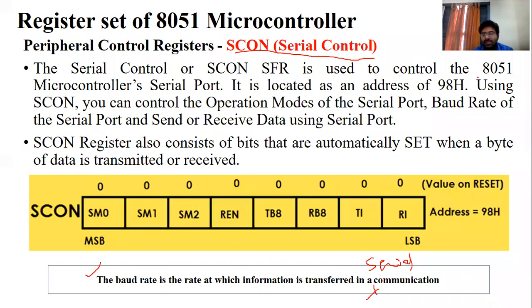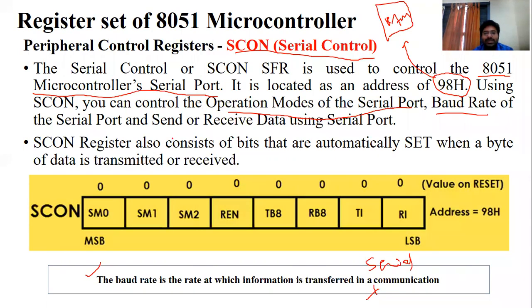Another one is the serial control register. This is used to control the 8051 microcontroller's serial port. What is the address of this one? This is the 98H address location. These addresses are in the internal RAM memory. By using this register, you can control the operating modes of the serial port as well as the baud rate of the serial port.